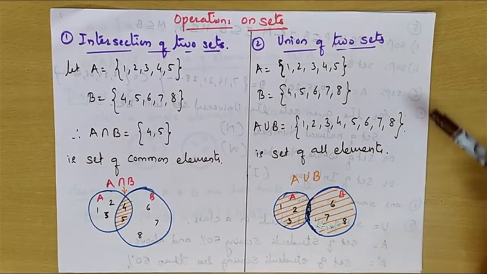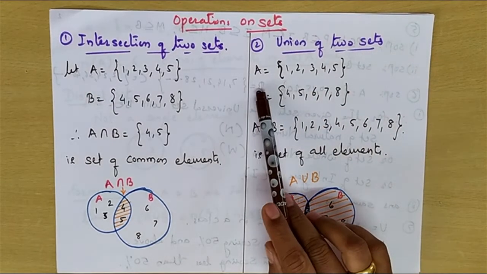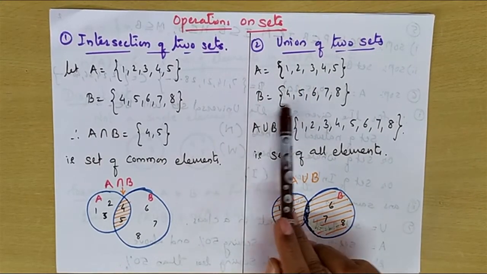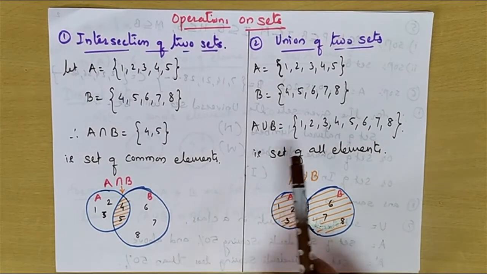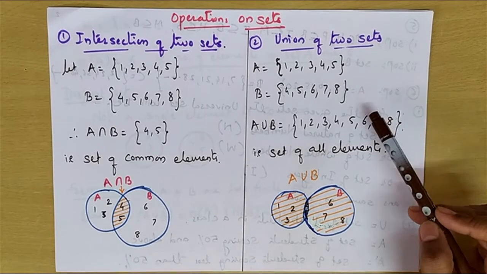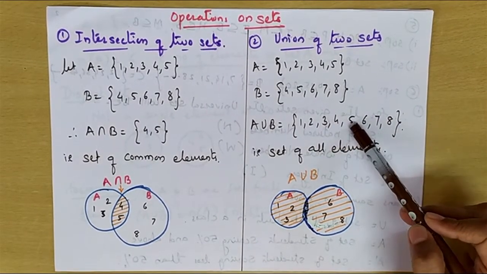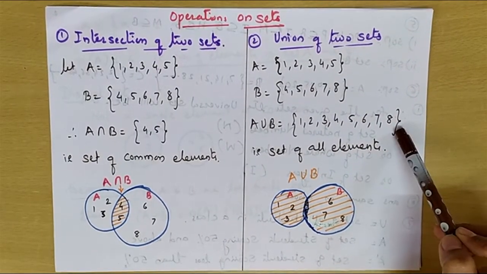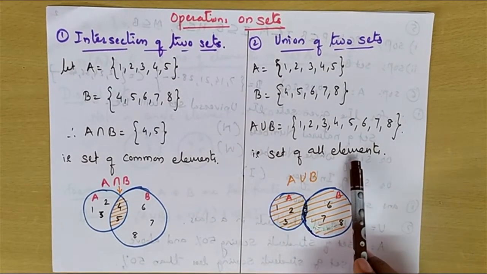Now let us see what is meant by union of two sets. If A set is equal to the same example I have taken and B set also 4, 5, 6, 7, 8, then A union B means you have to include all the elements of set A and set B. Only the thing is you should not repeat the elements. That is 1, 2, 3, 4, 5, 6, 7, 8. This is the set of A union B. This is the notation for union. That is the set of all elements.